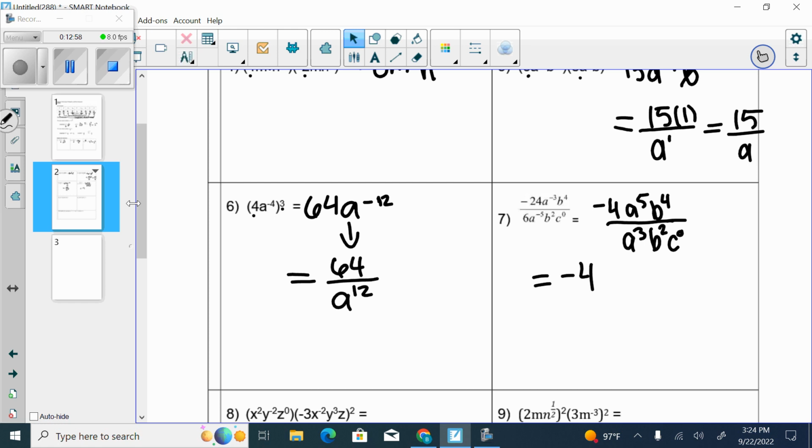2. And where's the bigger one? On top. So a squared stays in the top. All right, for my b's, we subtract. And what do we get? 2. And where's the big one?